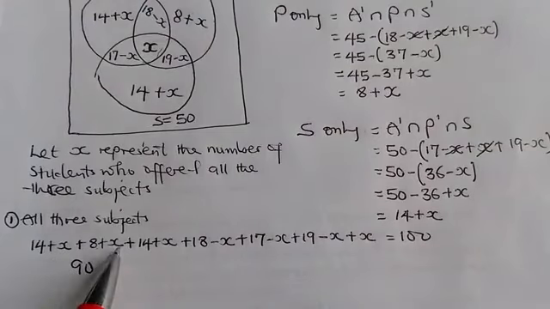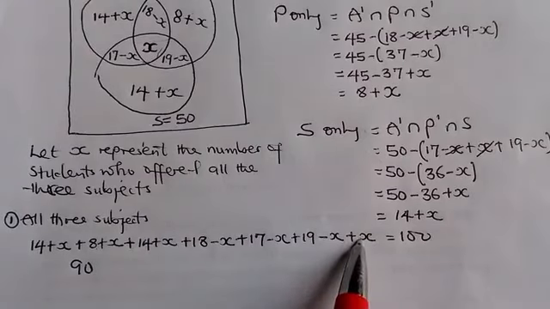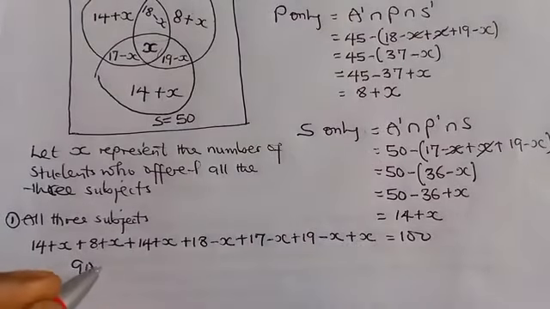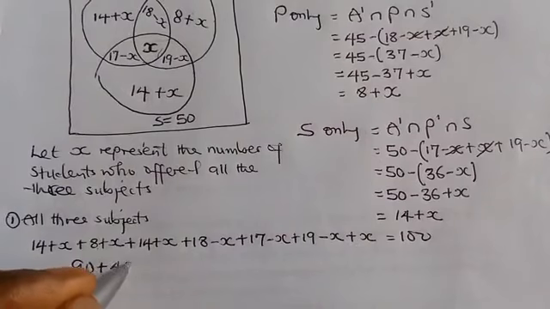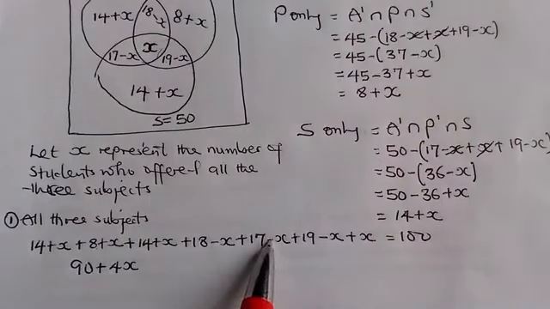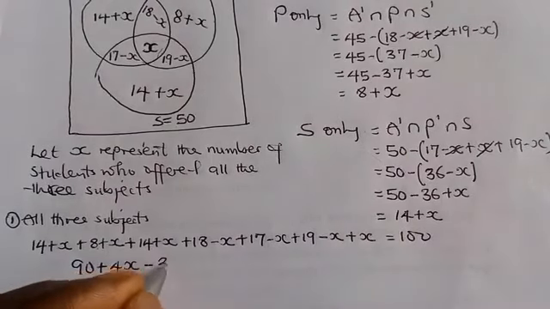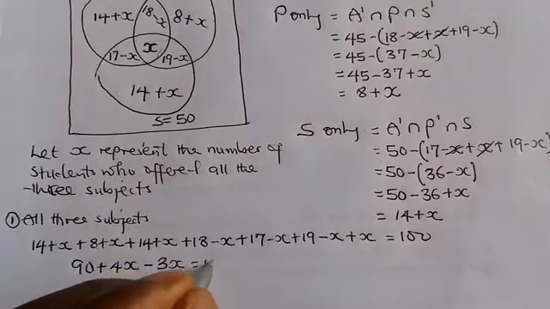X plus x is 2x. Plus x, we have 3x. Plus this x here is also positive, that is 4x. So we have plus 4x. Then the negative ones, we have negative x plus negative x, that is negative 2x, plus negative x again, that's negative 3x. So we have minus 3x here equal to 100.